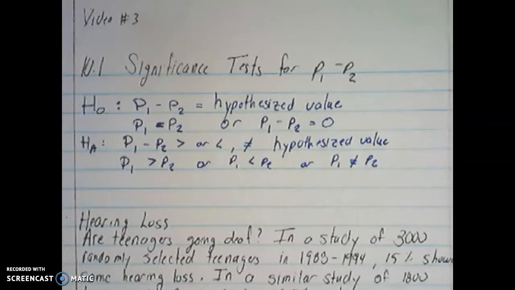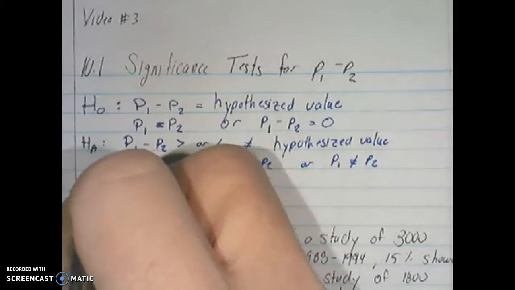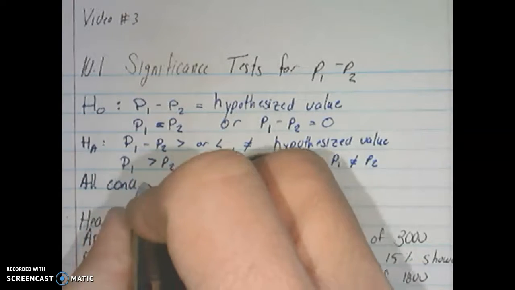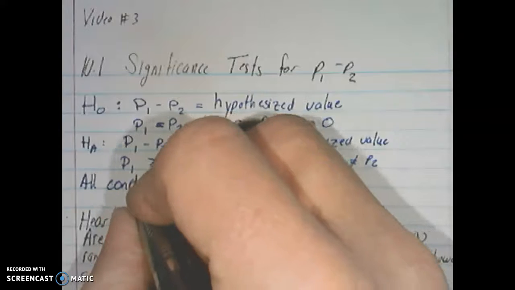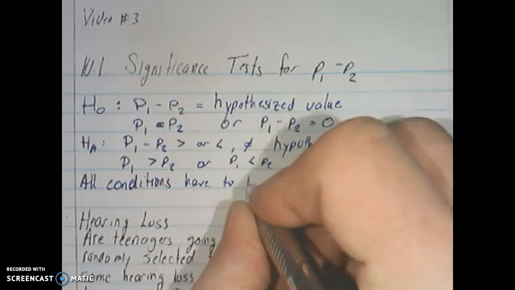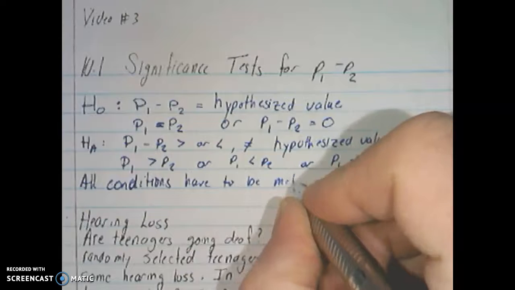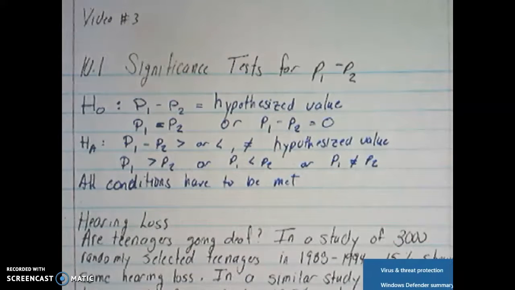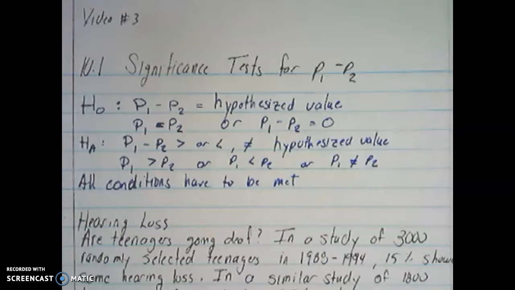Now, all our conditions still have to be met. So randomness, independence, large numbers, and our 10% condition all have to be met. All right? Okay, so let's look at an example.